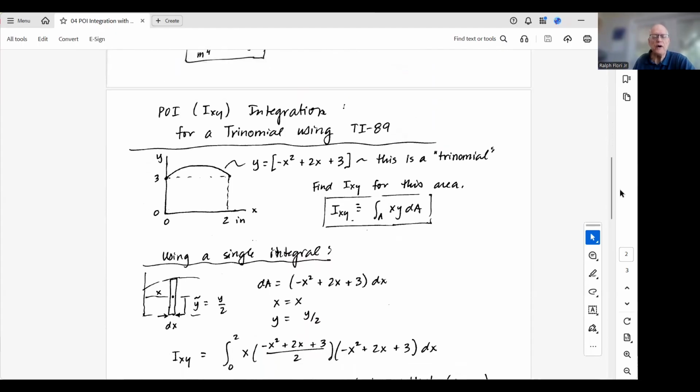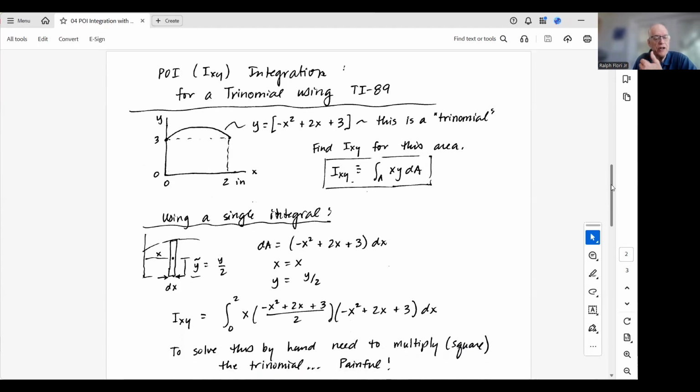This is actually another test question that we used for something similar to this a number of years ago. And again, because it's a little bit more of a complex function, it's harder to try to do it by hand or any other way. So basically, you've got this area defined by this upper function, y is equal to negative x squared plus 2x plus 3. It's a trinomial. The 3 is where it intersects the y-axis. And the range on x is 0 to 2 inches. And we want to find Ixy for this area.